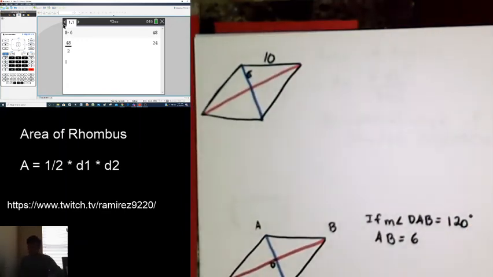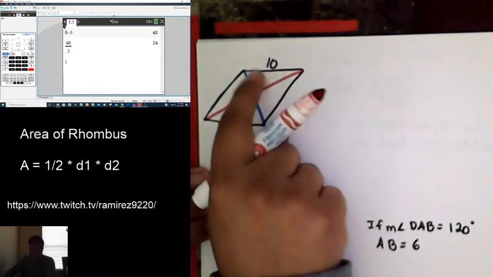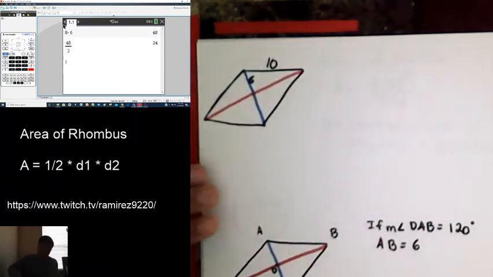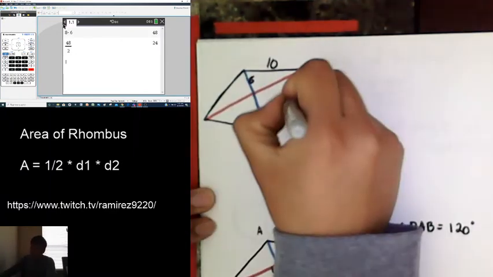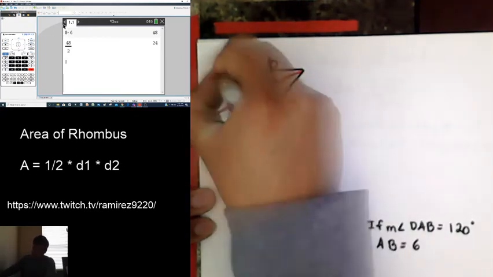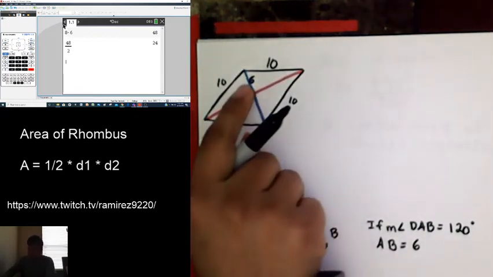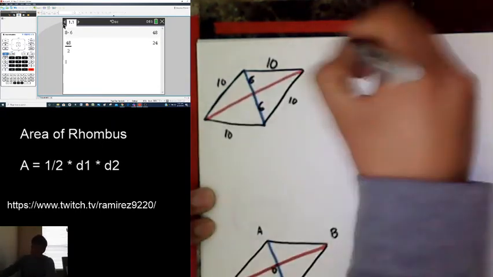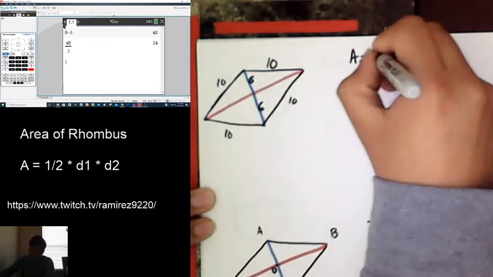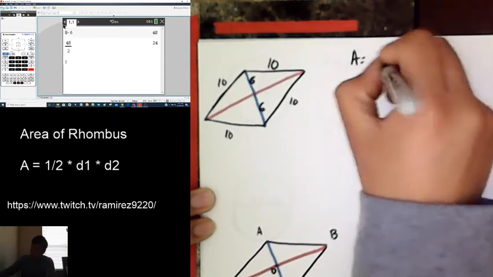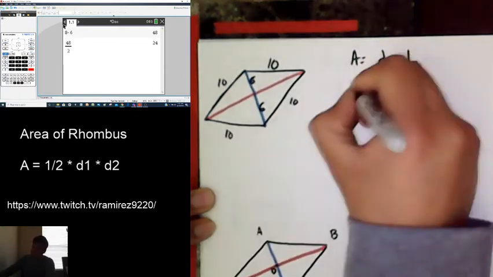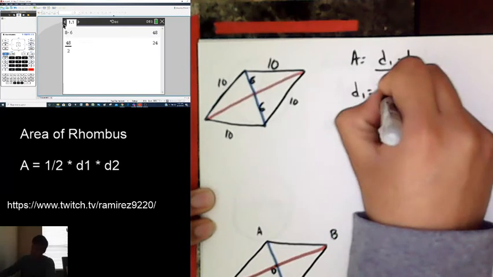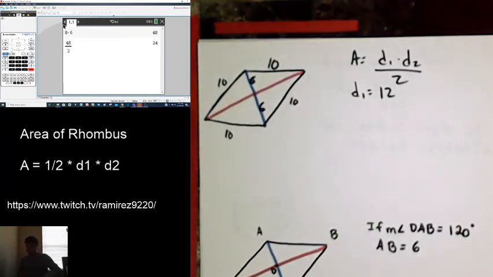Alright, a few more problems, just some examples here. Right now they're telling us that on this one all the sides are 10. So if one side is 10, I know everything else is 10. They're telling me that this one is 6, so automatically this should be 6. In order to find the area, I need to know my diagonals. Right now, I know one of them, but I need the other one.